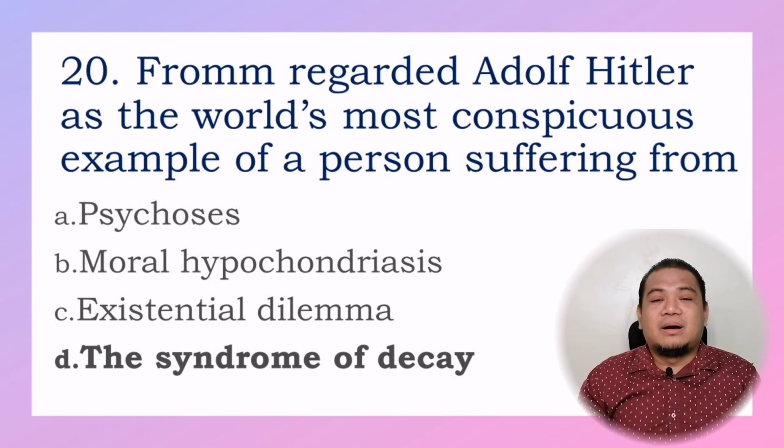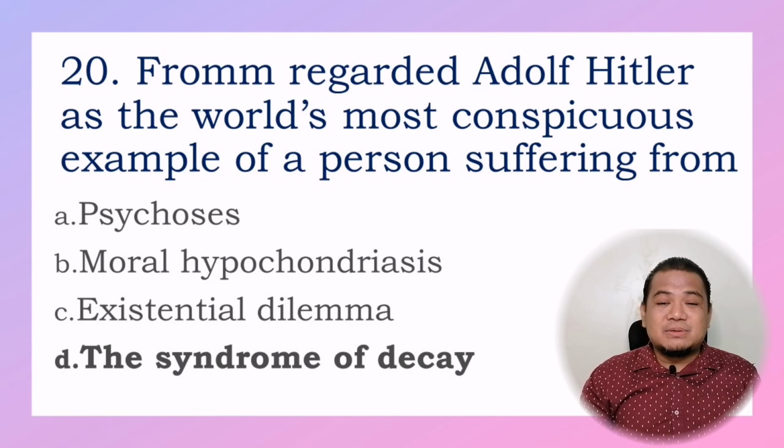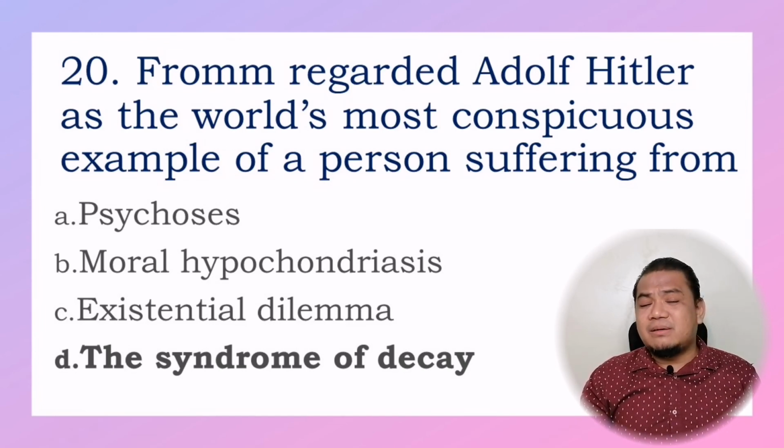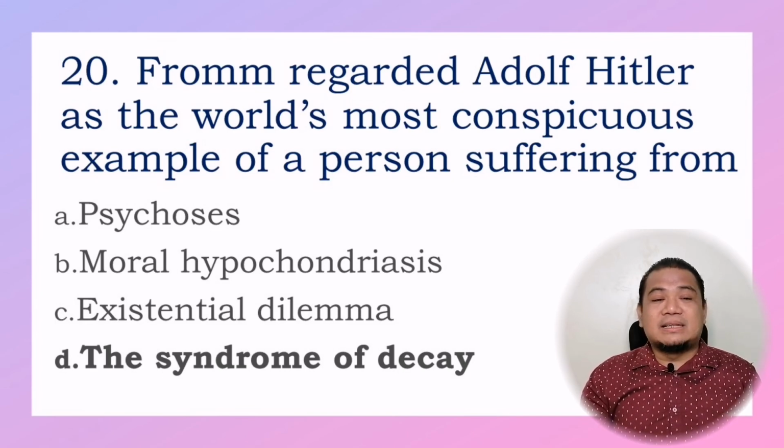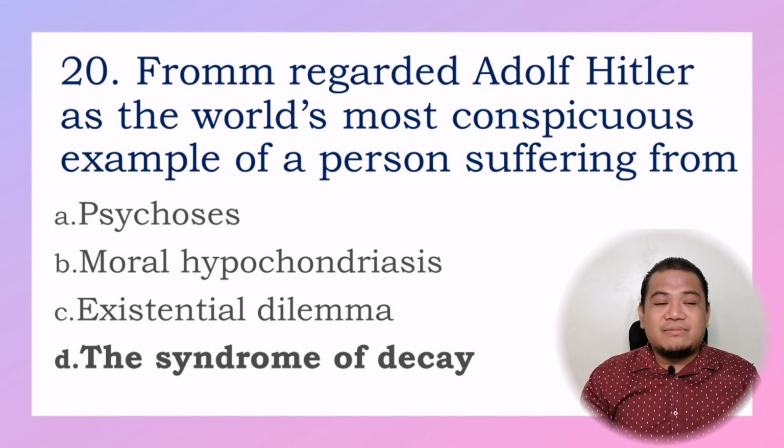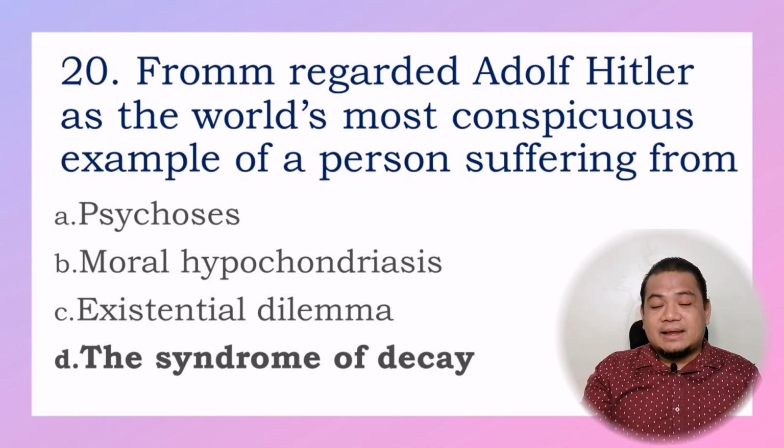And the last number. Fromm regarded Adolf Hitler as the world's most conspicuous example of a person suffering from the syndrome of decay. Fromm regarded Hitler as the world's most conspicuous example of a person with the syndrome of decay, possessing a combination of necrophilia, malignant narcissism, and incestuous symbiosis. Hitler displayed all three pathological disorders. He was attracted to death and destruction, narrowly focused on self-interest, and driven by an incestuous devotion to the Germanic race, being fanatically dedicated to prevent its blood from being polluted by Jews and the other non-Aryans.